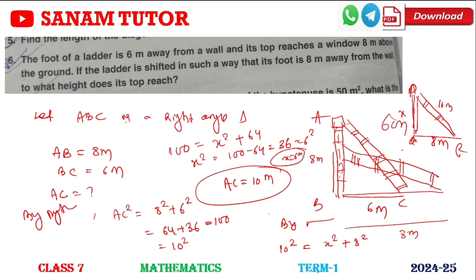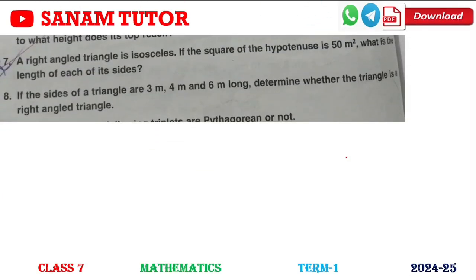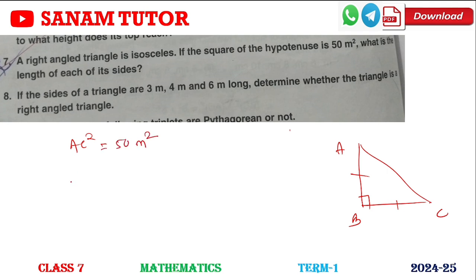So next question: a right angle triangle is isosceles. Suppose this is the right angle triangle. Isosceles means these sides are equal, and the square of the hypotenuse is given. Suppose this is A, B, C and AC is given, meaning AC square is given, not AC. AC square equal to 50 meter square. Now find the length of each side. Okay, how to solve? Same, we already solved this type of question. Okay, so you can solve.